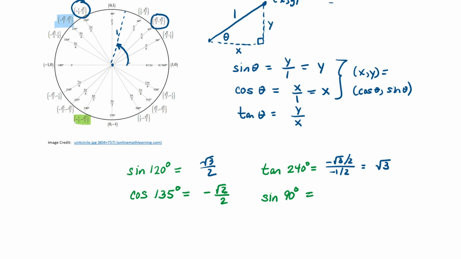And sine of 90, remember sine is the y coordinate of the corresponding point. That is the point 0, 1. So sine of 90 degrees is equal to 1.